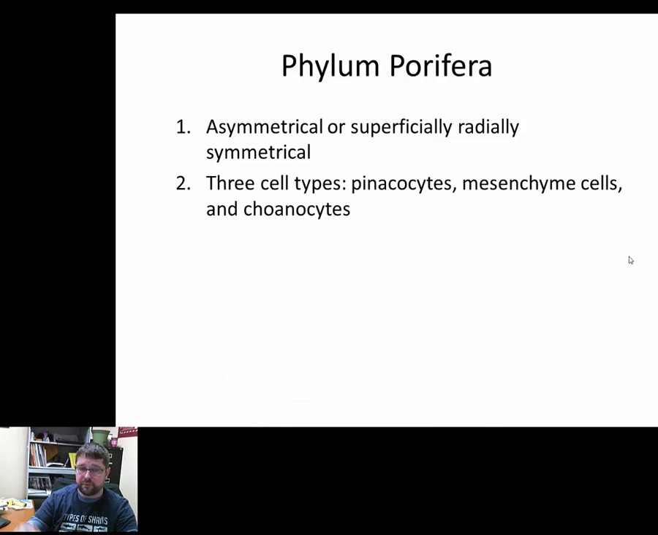There are three cell types. Remember, there's no tissue, no symmetry, okay? But they have three different cell types. They have pinacocytes, mesenchyme cells, and choanocytes. Okay? Now, they all have kind of a specialization. They have different functions, and we'll talk about them in a little bit.